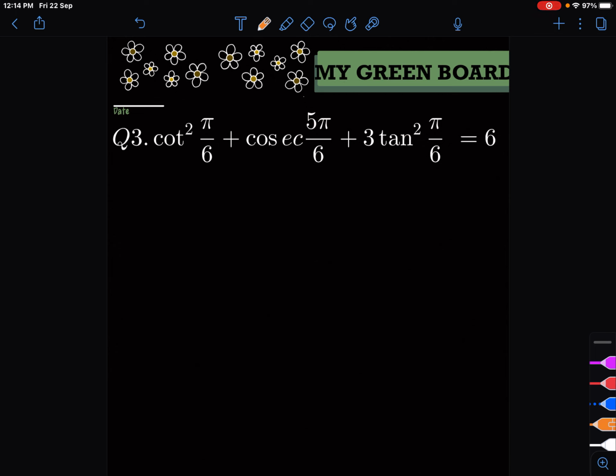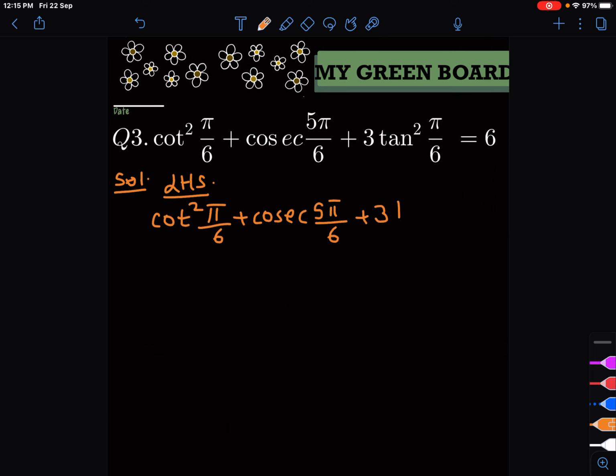Cot square pi by 6 plus cosec 5 pi by 6 plus 3 tan square pi by 6 is equal to 6. This is the question. So again we will be doing the solution for this. So LHS we are taking and writing as it is: cot square pi by 6 plus cosec 5 pi by 6 plus 3 tan square pi by 6.